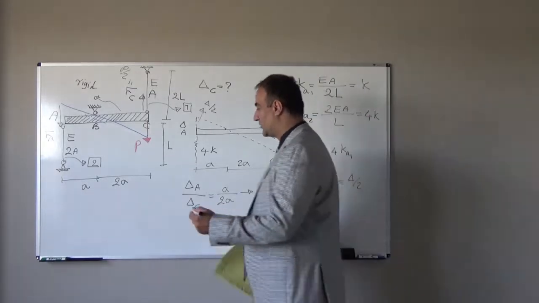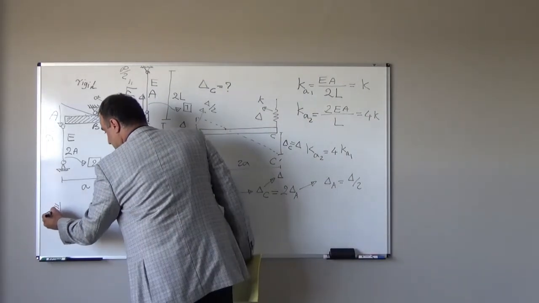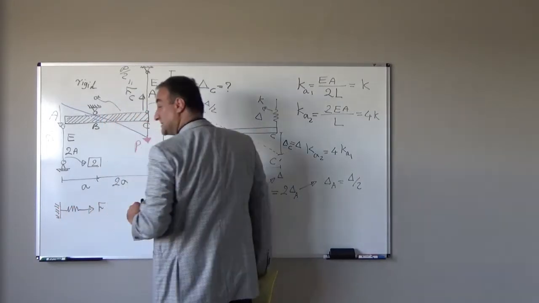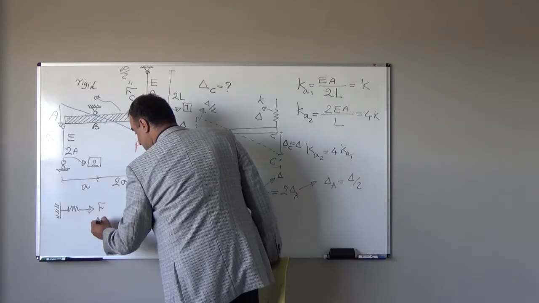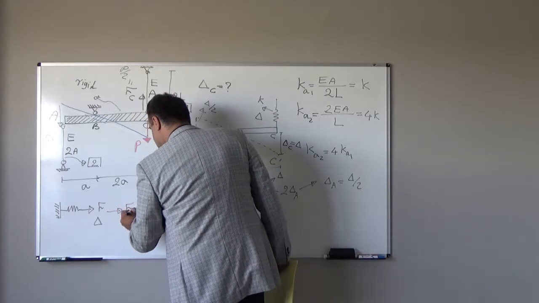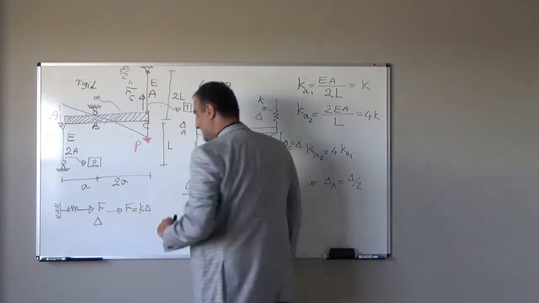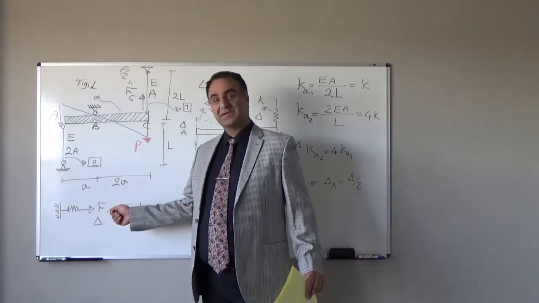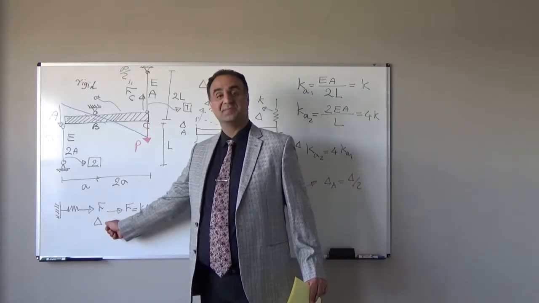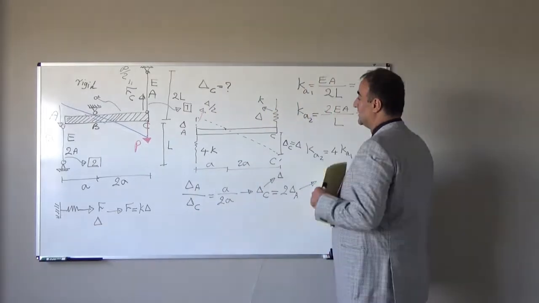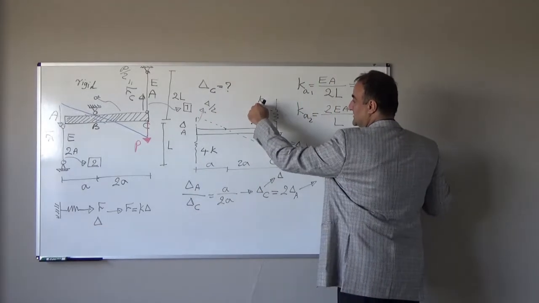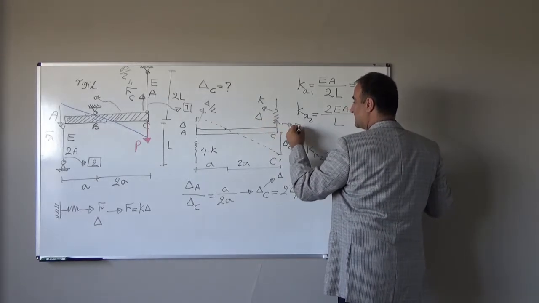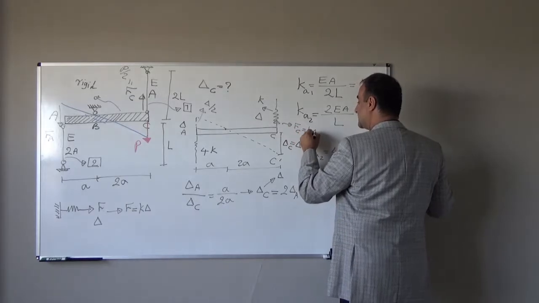I refresh your memory. If we have one spring, I apply force to this spring and deformation is delta, we can write force is equal to stiffness of spring times deformation. Am I right or not? So force in one spring is equal to stiffness of that spring times deformation. So here, what is the force in this member? Stiffness times deformation. So Fc will be K delta.